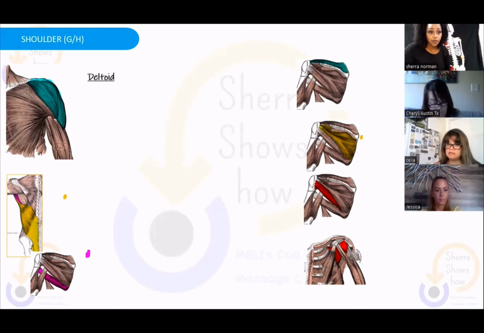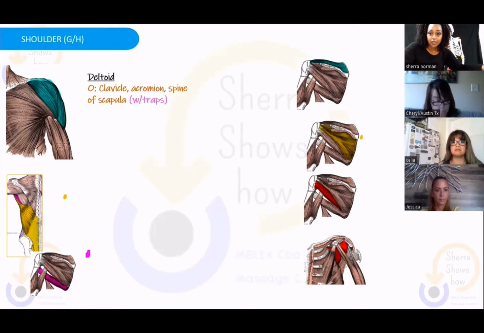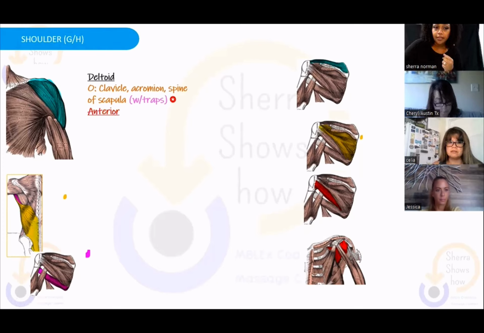So starting with deltoid, trusty old deltoid there. All right, originates at the same place where the trapezius inserts. The lateral clavicle, acromion, spine of scapula, right around the hook. Okay, right? And it inserts on its own insertion, the deltoid tuberosity, okay? But it has anterior fibers, posterior fibers, and middle fibers. Commit either the hip or the deltoid to memory and you'll know the other, okay?